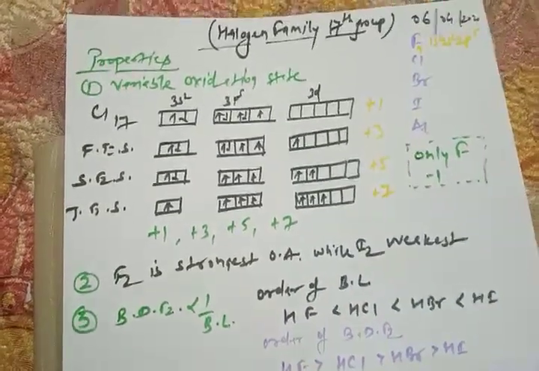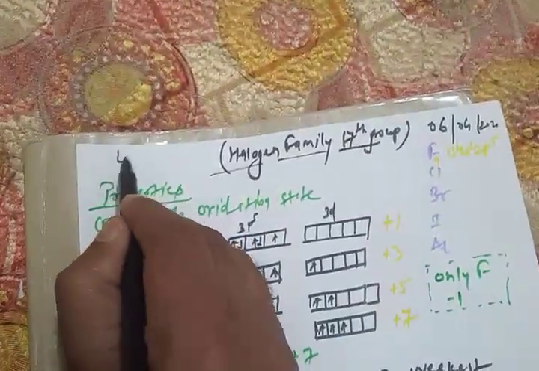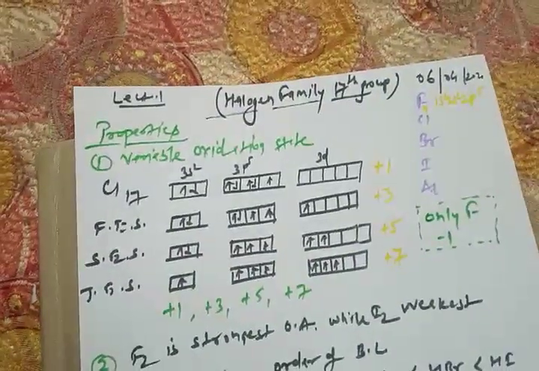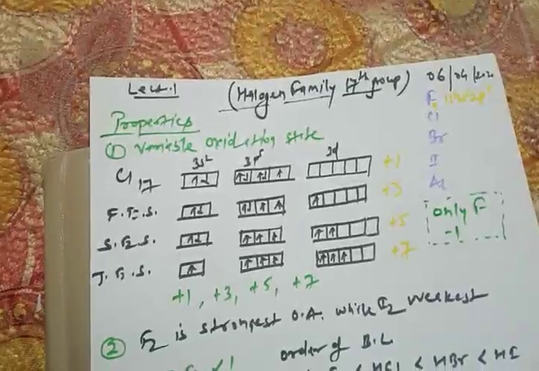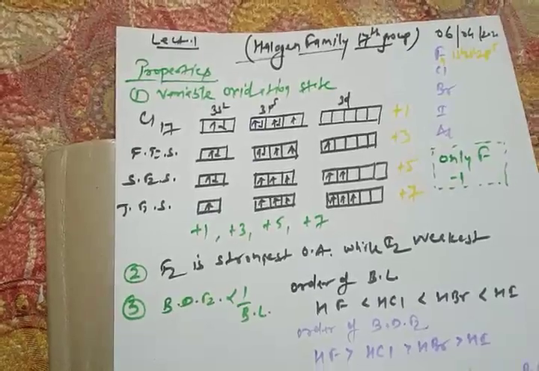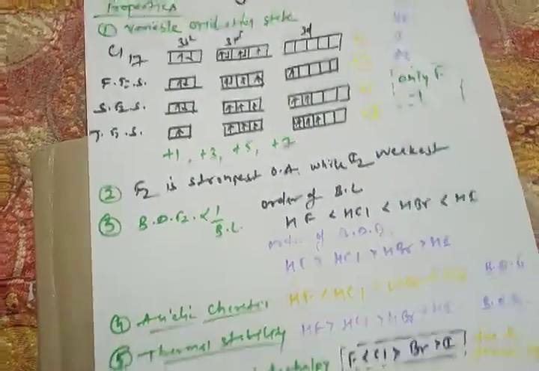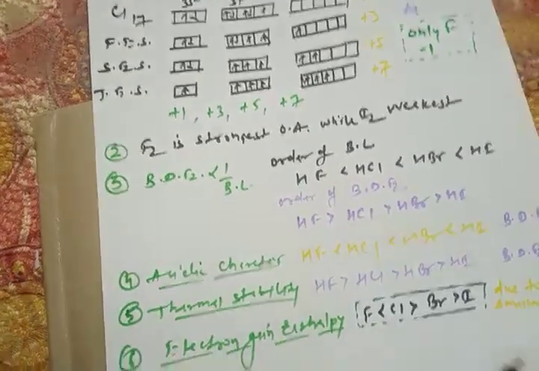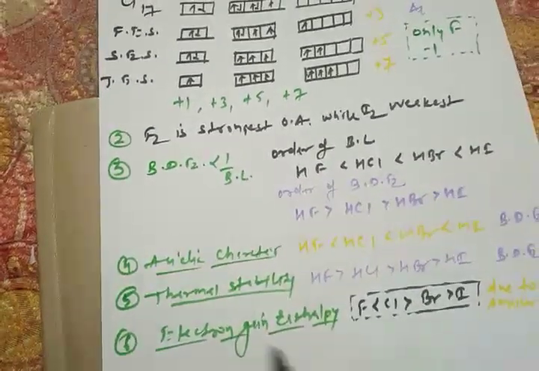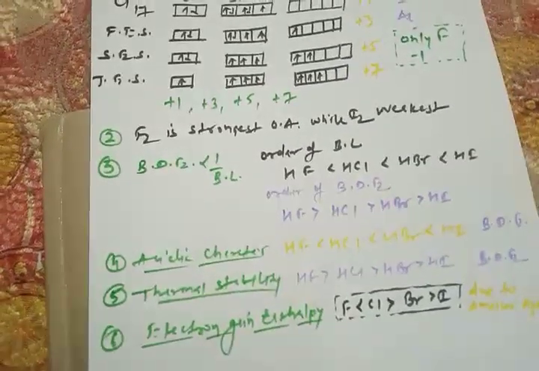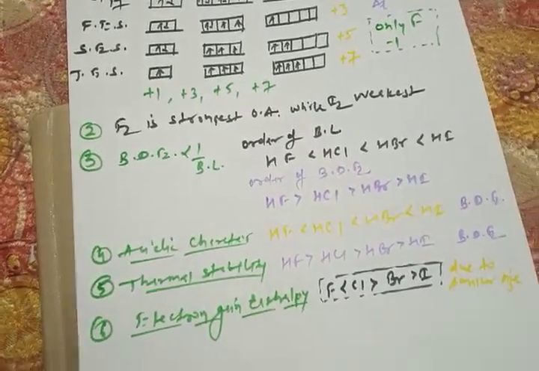We had started this lecture. This is lecture number 1 of the halogen family, the 17th group, and we will complete this in 2 lectures. We have discussed some properties: variable oxidation state, then the oxidizing agent, then the bond dissociation energy, and based on the bond dissociation energy we discussed several properties, acidic character and thermal stability, and finally the electron gain enthalpy, which is very important. So you should keep this point.